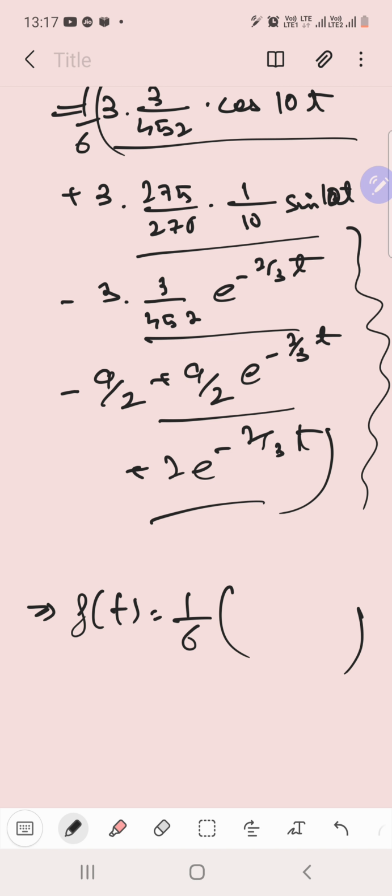Clear? So in this way we basically find the solution to differential equations using Laplace transform. I hope you guys liked the video. This problem was pretty long, so it took me some time. I hope you have understood the process of solving a differential equation using Laplace transform. So meet you guys in the next lecture.